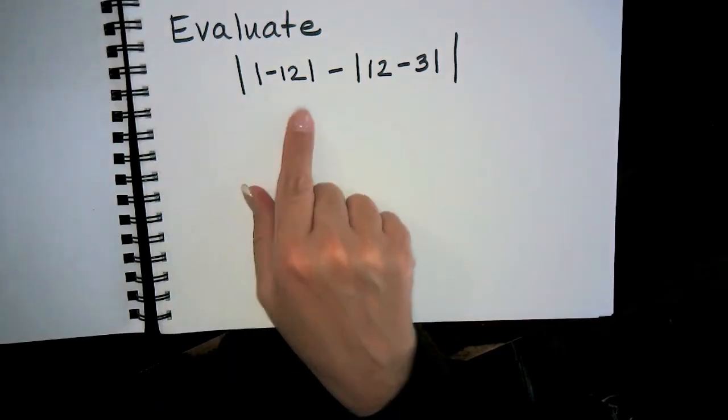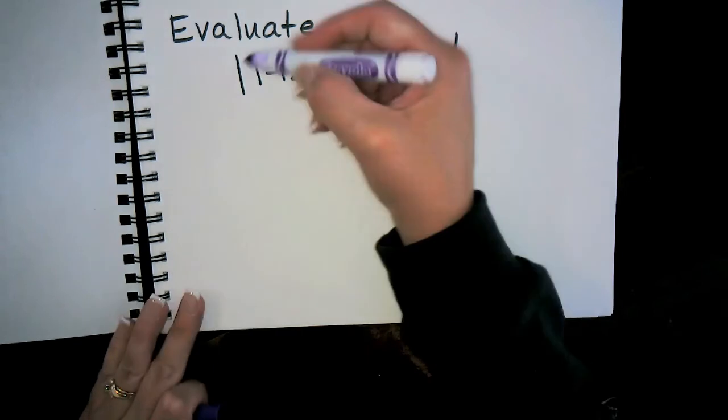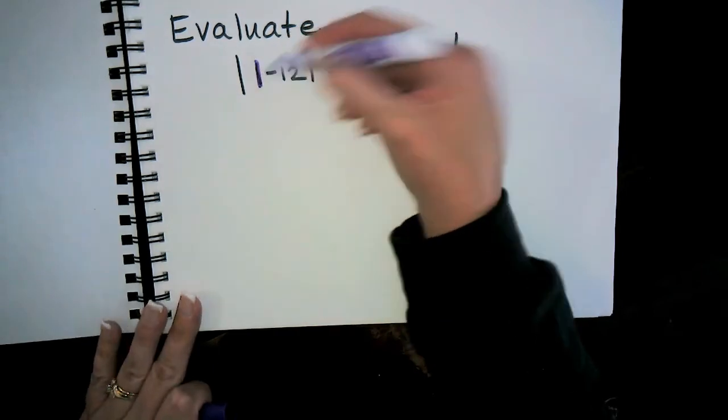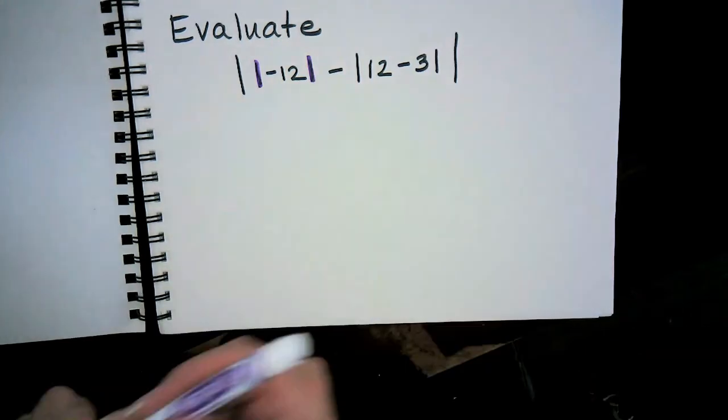Look at some absolute values. We've got a lot of absolute values going on. Let's see if we can just focus on one of them at a time. So I'm going to just highlight it in another color so we can focus on this one first. So let's do the absolute value of negative 12.